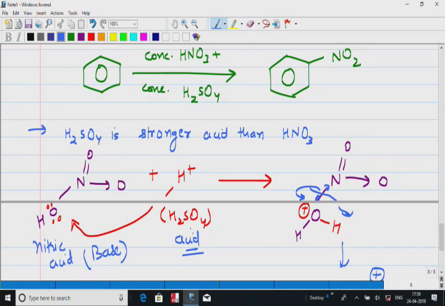Now what will happen is, this H plus ion is accepted by the oxygen and we are getting the water here.